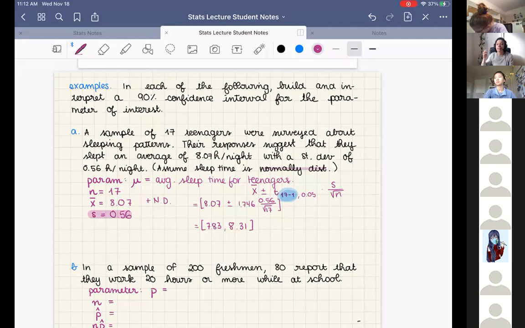Now, I would like to see someone interpret this interval. If you're willing to speak out loud, I would rather somebody speak out loud. I would like to see how you interpret this interval, 7.83 to 8.31. You can raise your hand if you're willing to speak up on the mic.